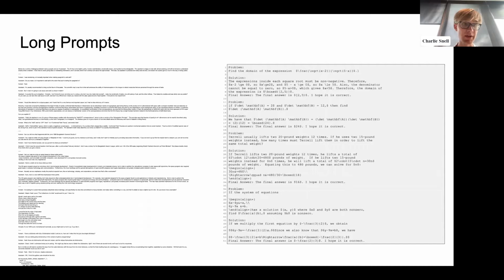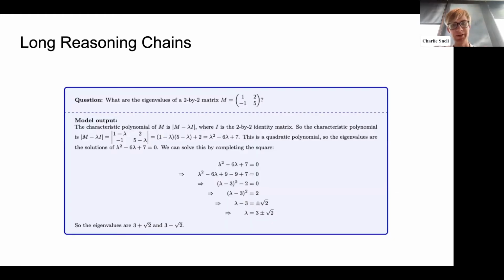In addition to these long prompts, there are also really long reasoning chains. If you want to ask the model a difficult math problem, it's going to have to go through a long reasoning chain to get an accurate answer. If it doesn't do this, it will more likely get the answer wrong. So these are both really cool and also really important for the model's performance.